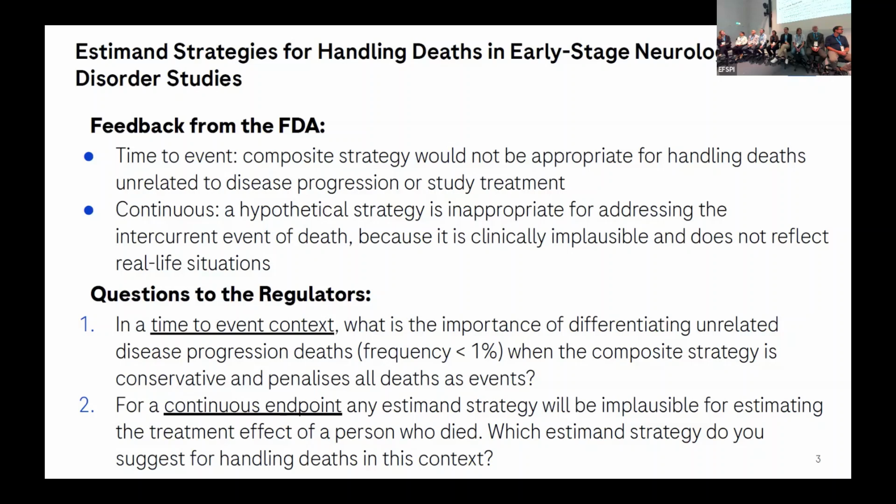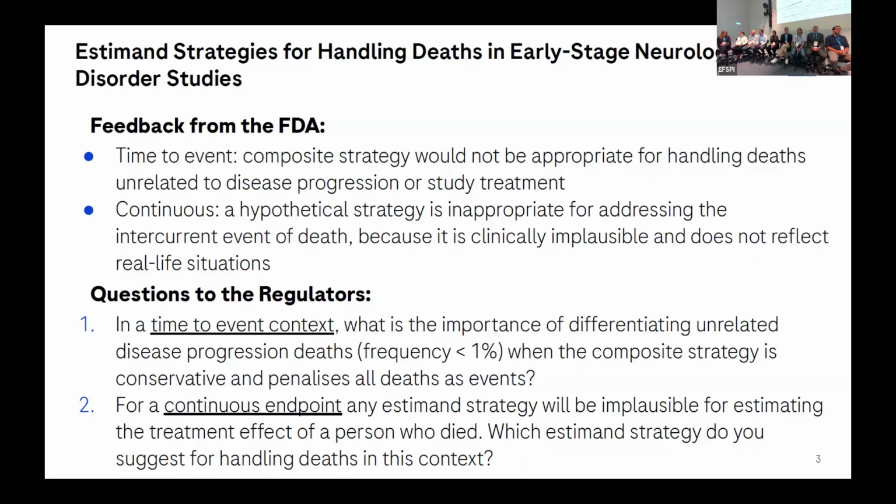And so when we saw this feedback, we replied to them that we would like to keep our selected composite strategy as the main one, because we consider death as a poor event, and this will be reflected in the composite strategy. And in trying to be collaborative with the FDA, we added a supplementary analysis of a hypothetical strategy in which we will censor deaths at the time of the event.